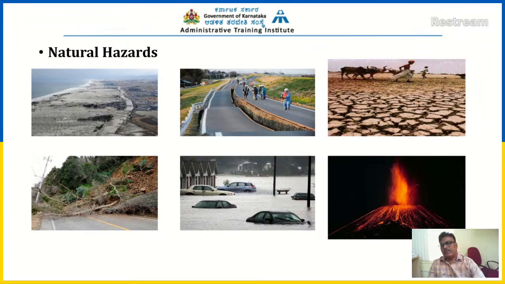What is the one below there? This is a landslide. And here you can see basically flooding, etc. Flooding. This is a volcanic eruption. So these are all natural disasters. Go to the next one now.